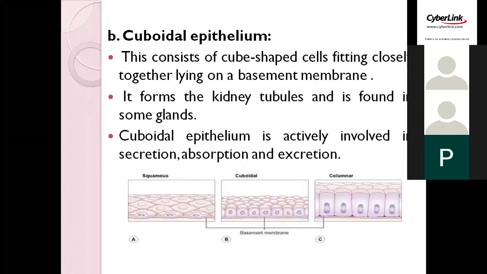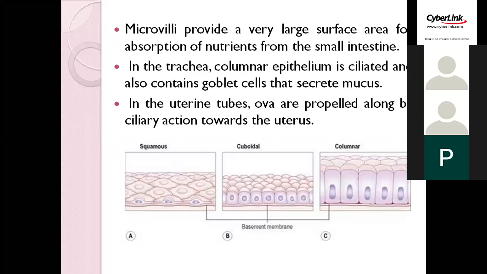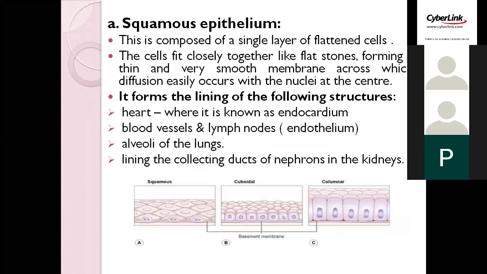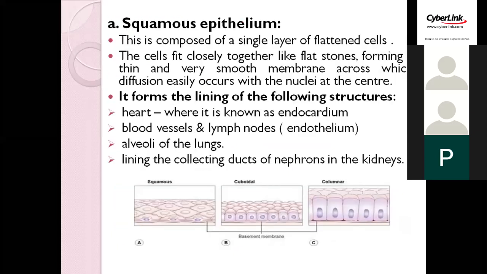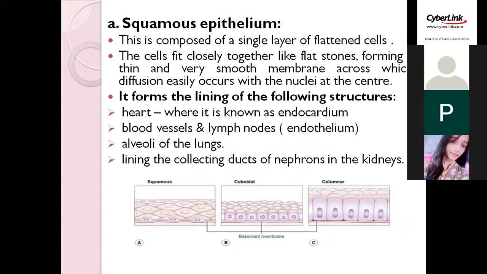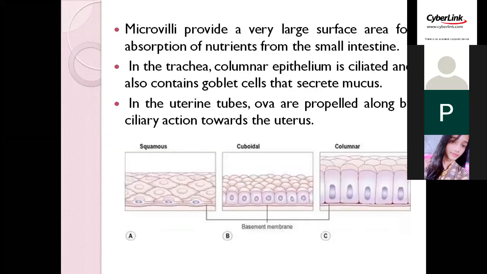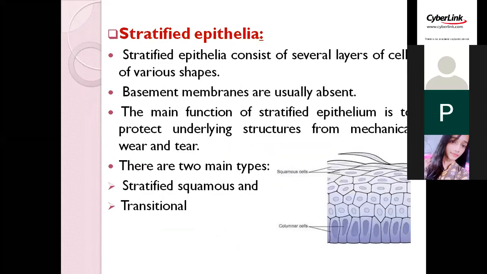Which is the third part of the simple epithelial tissues. So are you clear with the simple? In the simple we have simple columnar, cuboidal, and squamous epithelium. Any questions till now? No questions, ma'am. Are you clear? Yes, ma'am.